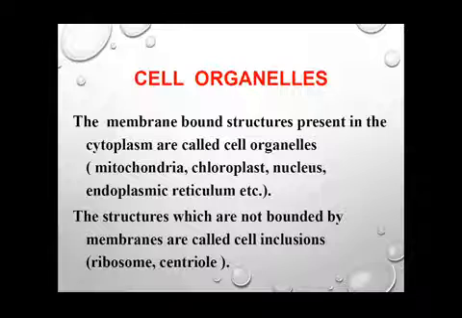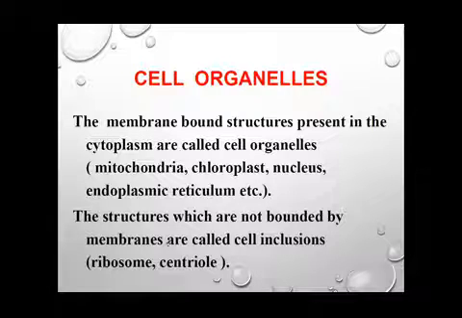As I have already discussed with you, there are certain structures which are suspended in the fluid like component or the jelly like substance, that is the cytoplasm of the cell, and they are known as cell organelles. So the different cell organelles are mitochondria, chloroplast, nucleus, endoplasmic reticulum and many more. We will be discussing them one by one.